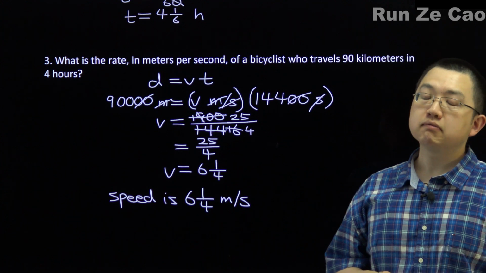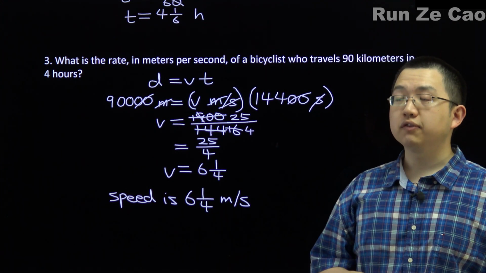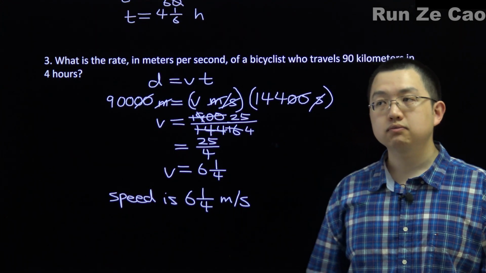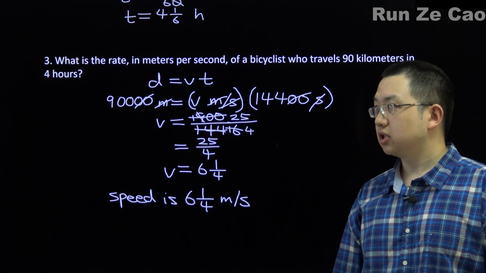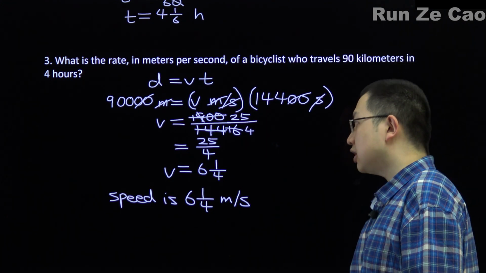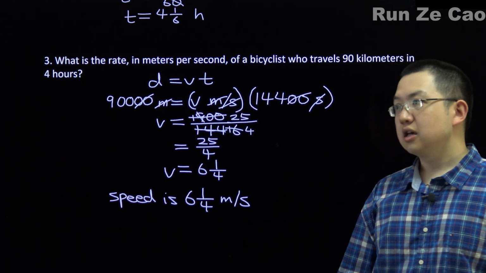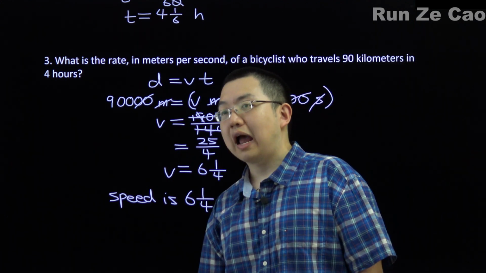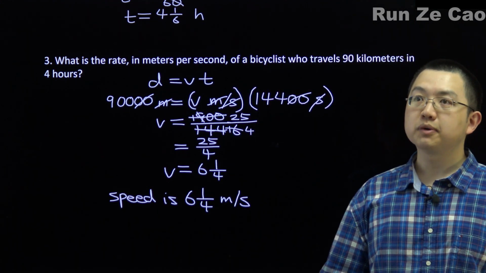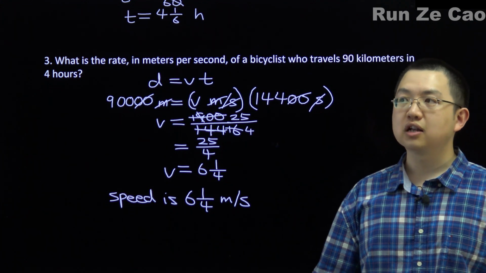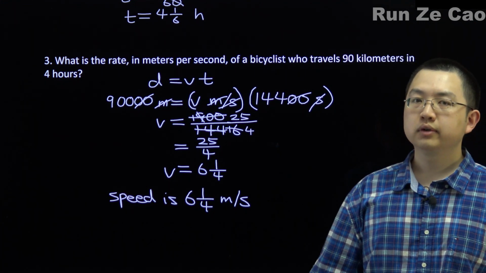Which sounds pretty fast, but if you actually get on a bicycle, it's not that much. Like 10 meters a second is 36 kilometers per hour, which is like the speed that cars drive at in residential areas, at least where I live.